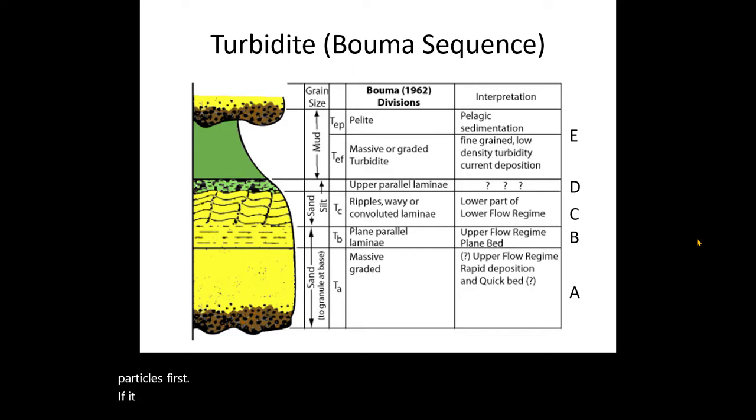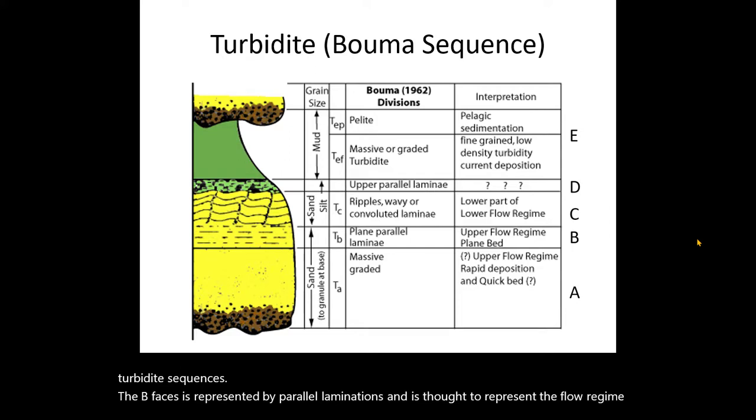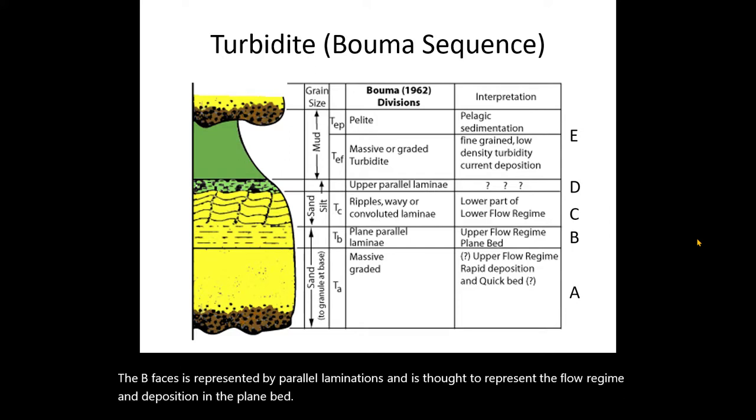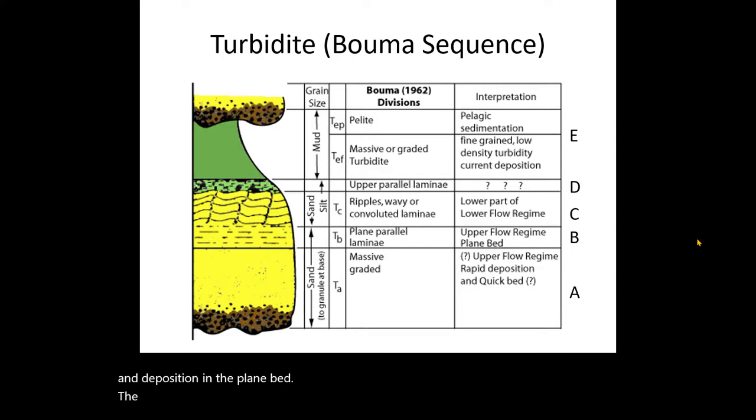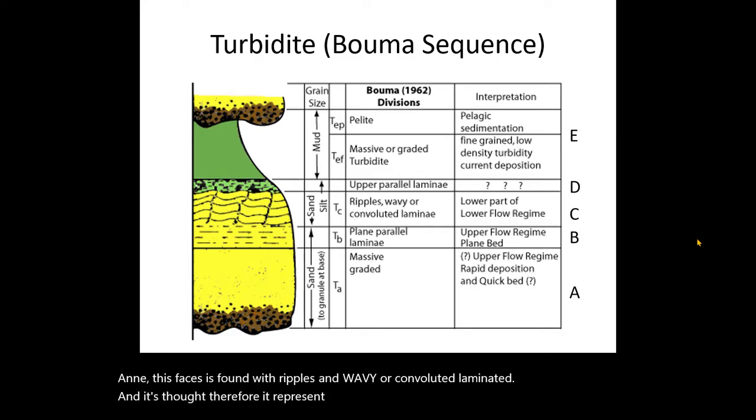The B facies is represented by parallel laminations, and is thought to represent the upper flow regime and deposition in the plane bed. The C facies has both sand and silt, and this facies is found with ripples and wavy or convoluted laminae. And it's thought, therefore, to represent the lower flow regime, right? Because if we have ripples forming, then we know we're in subcritical flow in the lower flow regime.